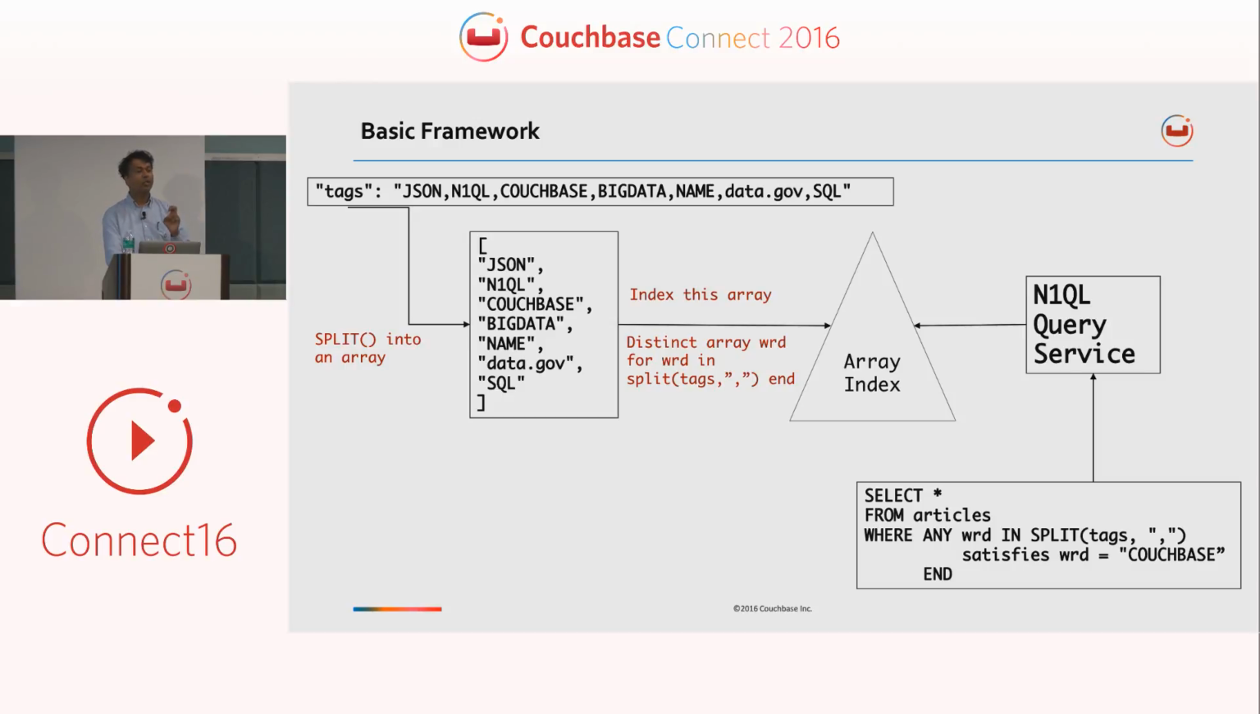and once you have an array, you can index on that array, right? The split gives you an array of values separated by commas, and then you index on that array. If you see the predicate here, instead of saying word in tags, you say word in split of tags, and then you can simply query on it.